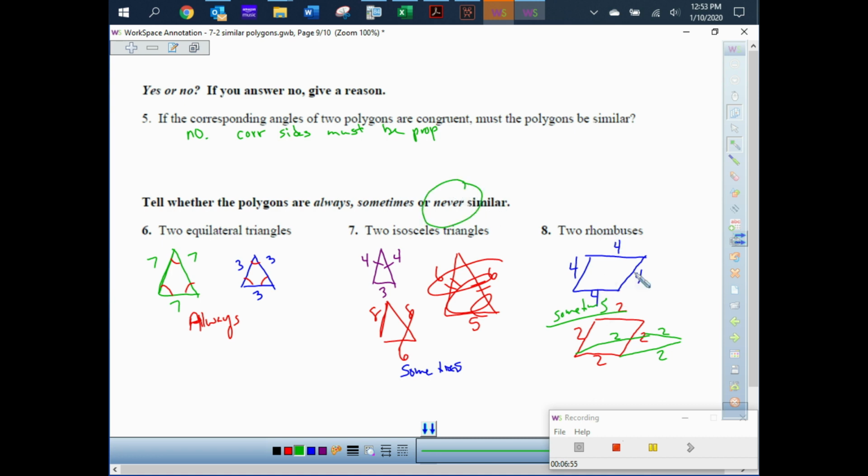When would you say never? Well, when you're comparing two shapes that aren't even the same, like a triangle and a rhombus, they're never going to be similar. So play with those on the homework, see what you think. It's good thinking problems to think those out.